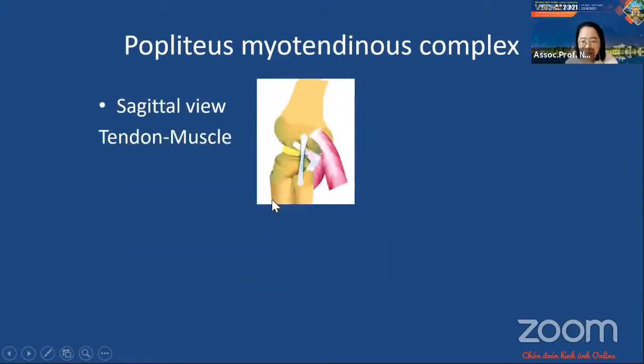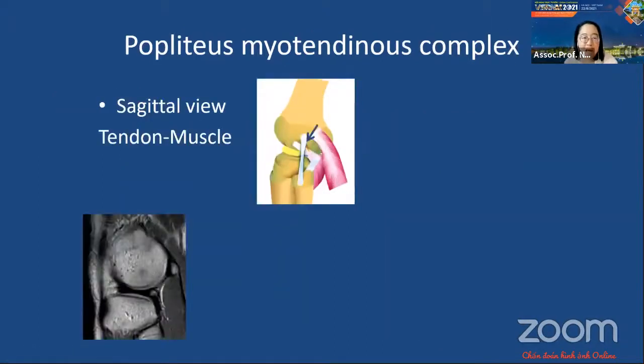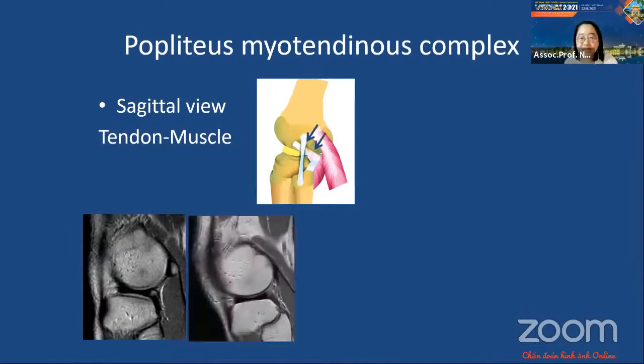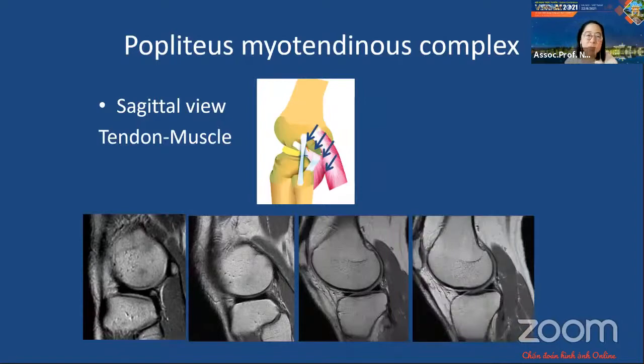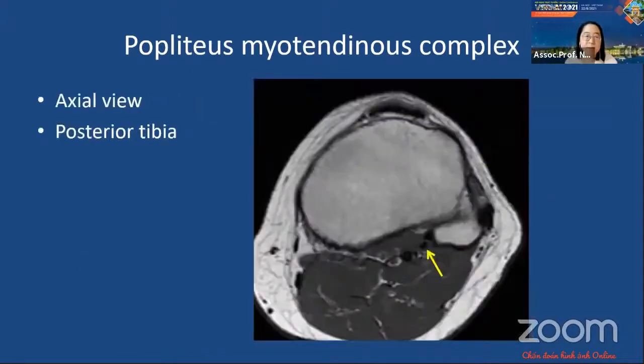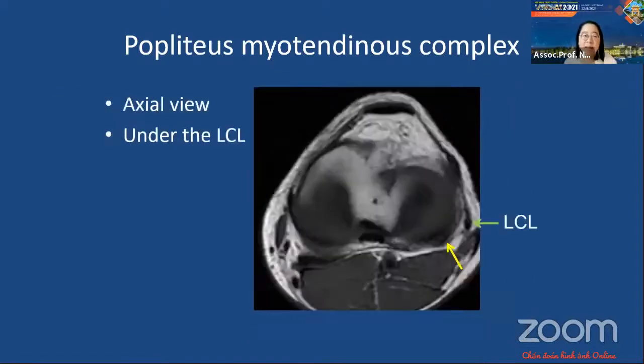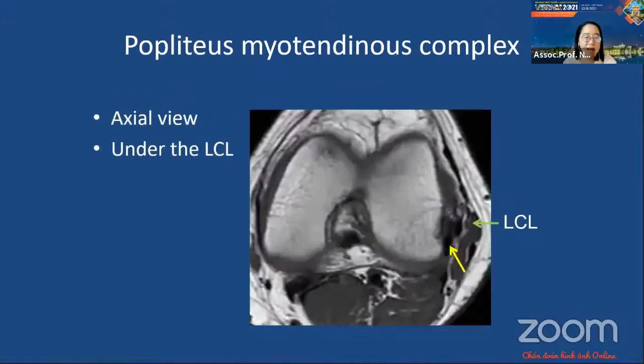Then look at the sagittal view. You can see the tendon, myotendinous junction, and finally the muscle, which we can look at on MRI by looking at the tendon, myotendinous junction, and finally the muscle. And on axial view, you can look at the posterior tibia, go up, and up, and it will insert to the femur under the LCL. And this is how we can identify this complex structure.